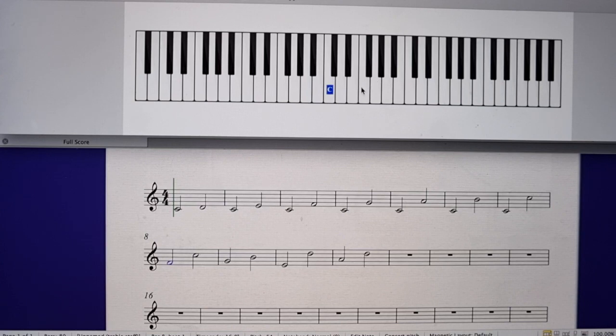I'm going to start on F. 1, 2, 3, 4, 5, 6, 7. So F to C is a perfect fifth. Let's have a look at this interval.